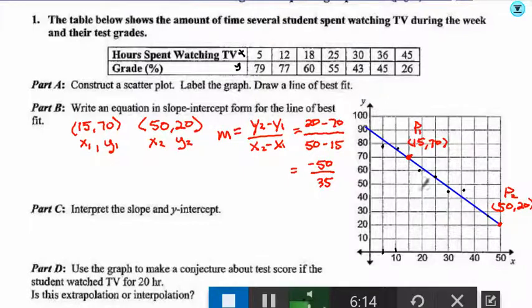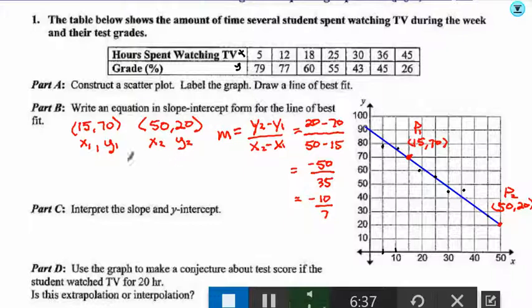Well, I can reduce that, can't I? So let's see, 5 goes into 50 10 times, and 5 goes into 35 7 times. So I have a slope of negative 10/7. Yours could be different. It doesn't matter, as long as you're following the procedure. That's all that matters.